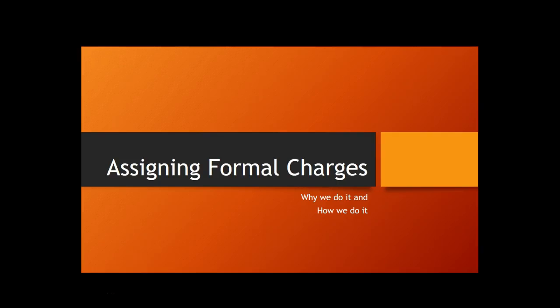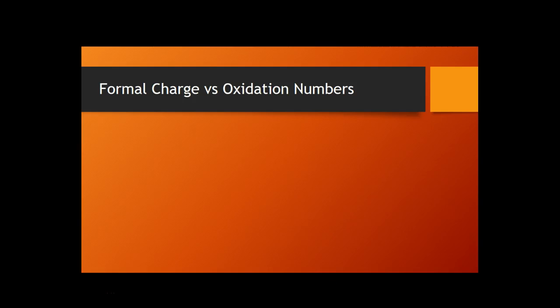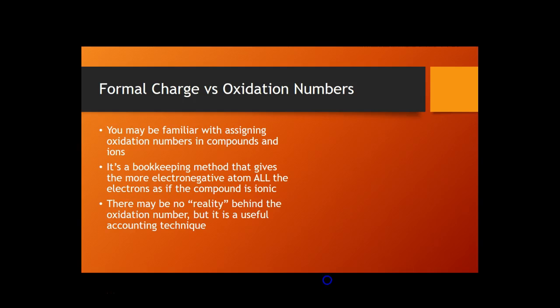This video will help you with assigning formal charges in a molecule or ion, why we do it, and how we do it. First, let's distinguish between formal charge and oxidation number. You may be familiar with assigning oxidation numbers in compounds and ions. It's a bookkeeping method that gives the more electronegative atom all the electrons as if the compound would be ionic. There may be no reality behind the oxidation number, but it is a useful accounting technique.